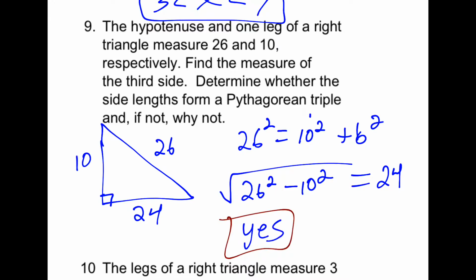And as to whether this is a Pythagorean triple, yes it is, because a squared plus b squared does equal c squared, and they're all whole numbers. 10 squared plus 24 squared equals 26 squared.